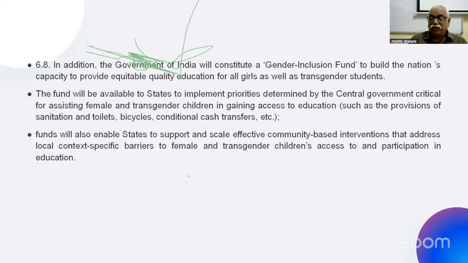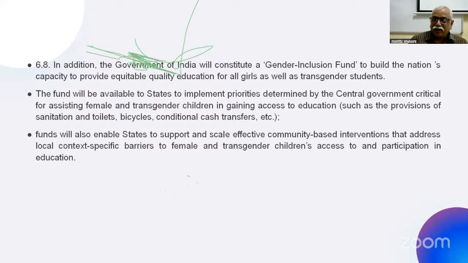Whatever fund they are going to create, they say it will be made available to states. It is not only kept with the center; it will be given to states to implement priorities determined by the central government. Whatever the priority area is, the central government decides. If the state governments work in those prioritized areas, adequate funds will be released from the center, and we have to do the mandated activities as prescribed by the fund regulations.